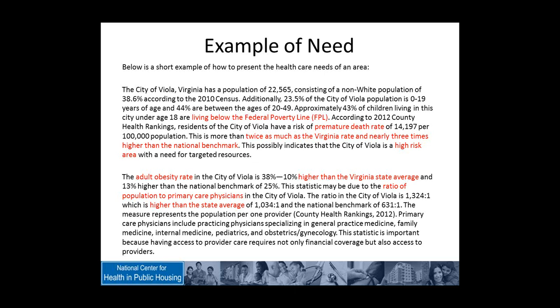What are the stats? What are the figures and the facts related to these different health conditions, these different social issues that are affecting your population? Here you see that we also mentioned the adult obesity rate is 38%, which is extremely high, and the number of primary care physicians in the area.